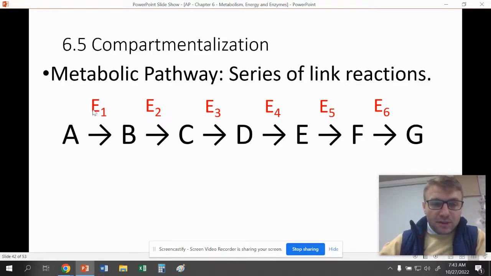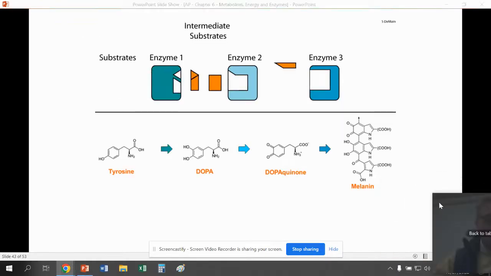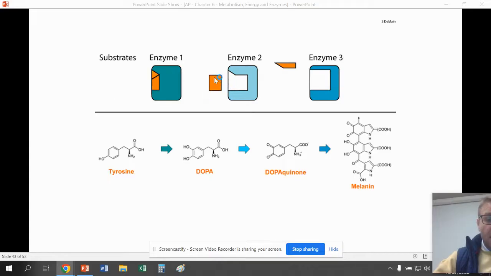You can see again, A goes into E, makes B, B goes into E2, makes C, and so forth. This is an enzyme pathway. I like showing this animation. You can see the enzyme pathway at the top there. Each one of these substrates is going to come together in the enzymes and finally form the product at the end, but they have individual steps in between.